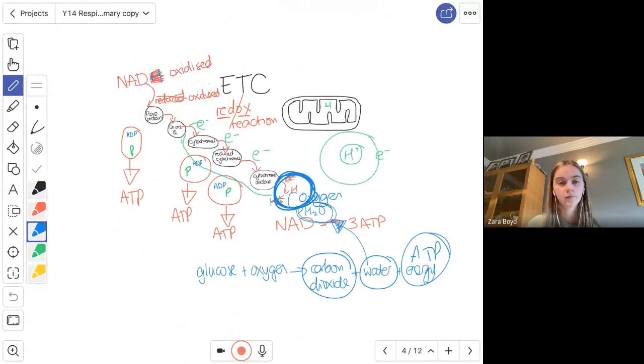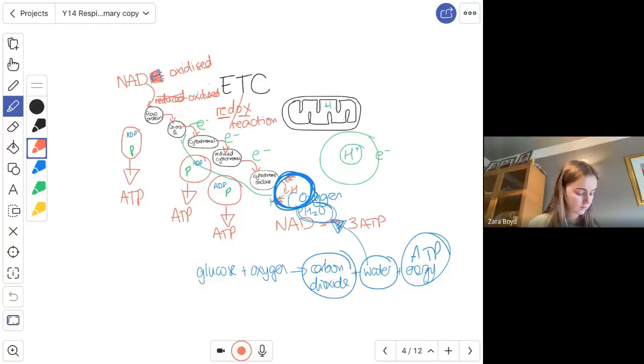If the oxygen ran out, what's going to happen? Well, if the oxygen runs out, it means the next time NADH arrives at the top there, it passes the hydrogens down here, here, here, here, here, but there's no oxygen left. So this molecule here holds on to the hydrogen, it can't get rid of it.